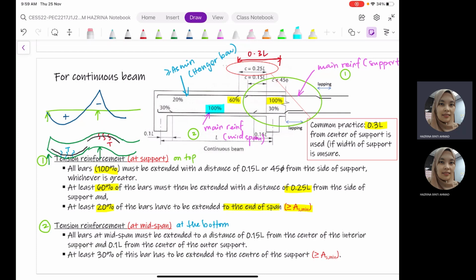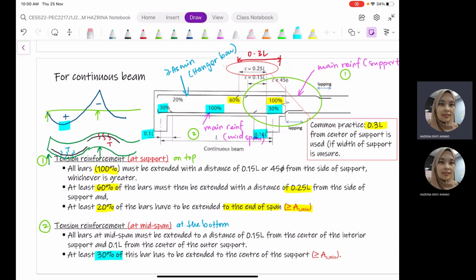We can see here for the bottom part, this is 100% of the reinforcement. Why is this? Because the maximum moment happens almost in the middle of our beam, which is in this location. Therefore 100% of the reinforcement is to be provided there. Then we extend this reinforcement to 0.15 L from the center of the interior support and 0.1 L from the center of the outer support. And at least 30% of this bar has to be extended to the center of the support, so this will be the extension to the next support. So we have 30% here in the outer support and also the interior support.